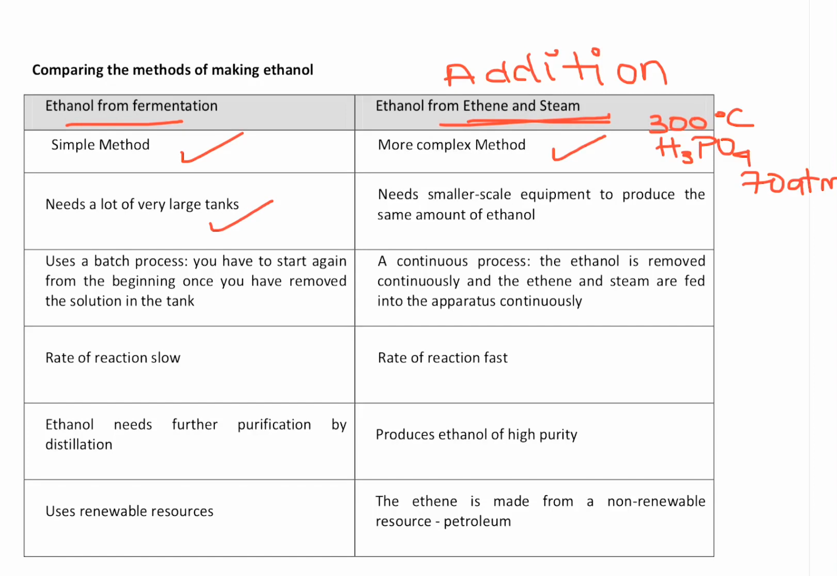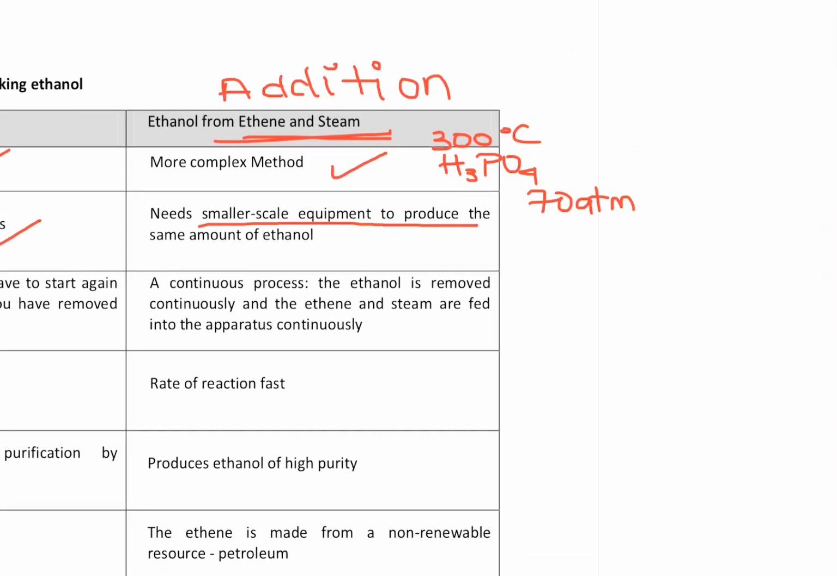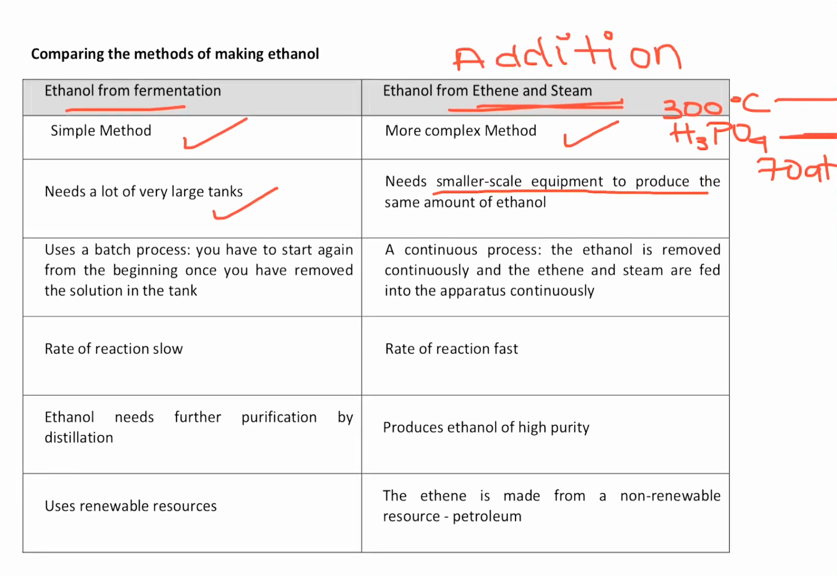Fermentation needs a lot of large tanks because you're going to have carbon dioxide produced. You need to give the yeast space, or else too much yeast is going to be crammed in a small area, and they're going to die. But for addition, you need small scale equipment because this is just taking place in a reaction mixture, and you're maintaining the conditions all the time, so it's just going to keep on going.